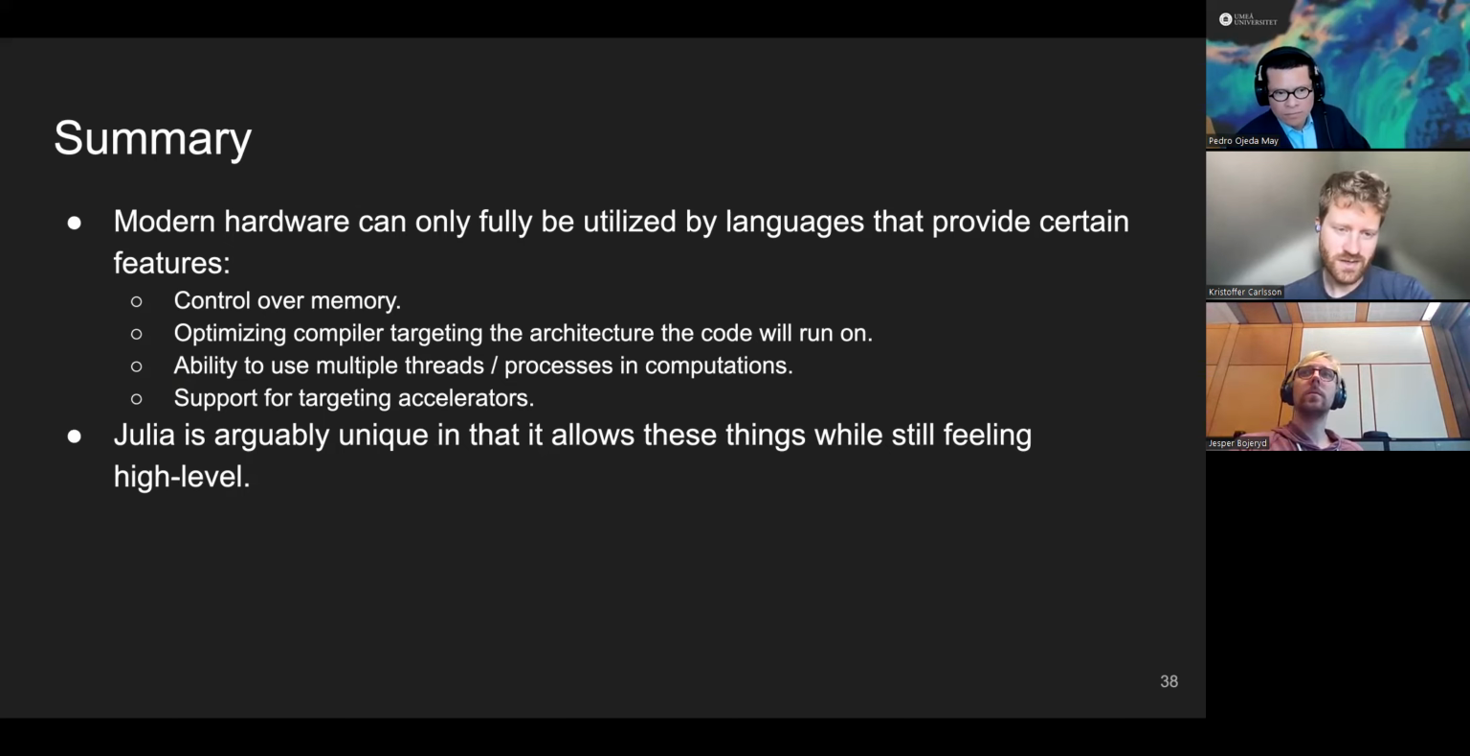And I would say Julia is a little bit unique in the sense that it allows these things, but it also still feels quite high level. It feels a little bit like writing Python, for example, but while it still has control over memory and so on, and you can drop down to explicit SIMD and so on.